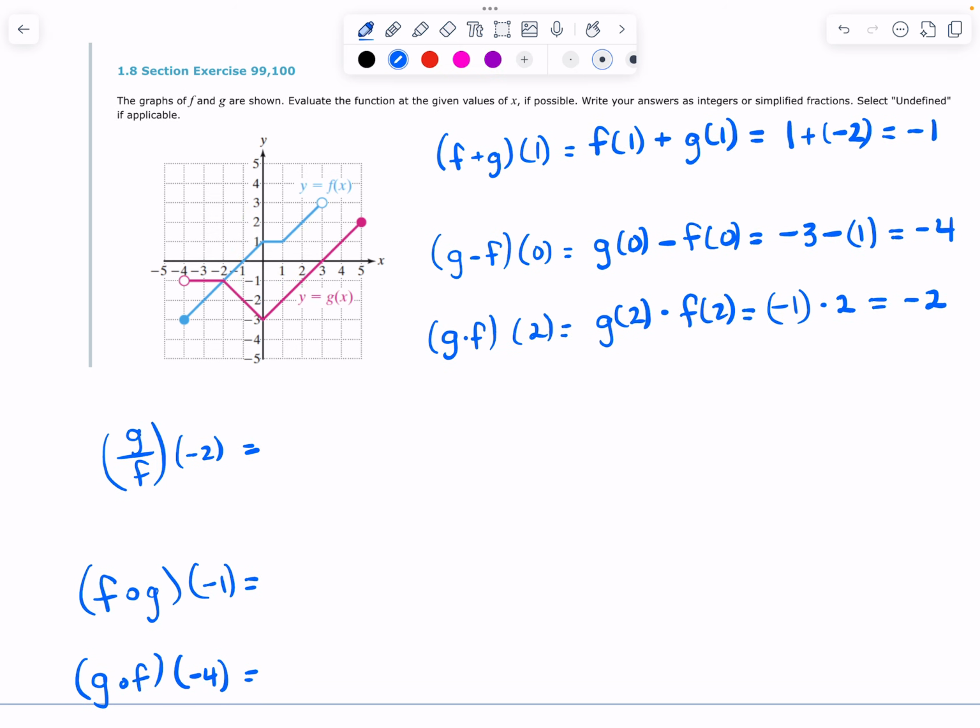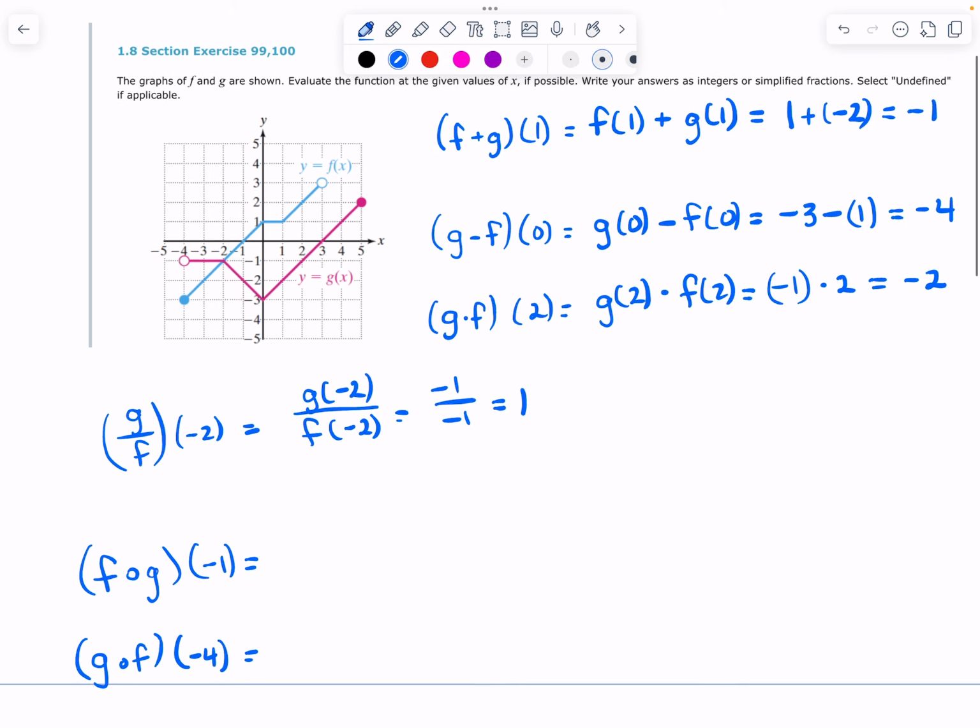Now we're doing g divided by f evaluated at negative 2. That's g of negative 2 divided by f of negative 2. G of negative 2 is going to be negative 1. And f, the blue function evaluated at negative 2, is also negative 1. So we have negative 1 divided by negative 1. And negative 1 divided by negative 1 is 1. Okay, let's clear our graph.